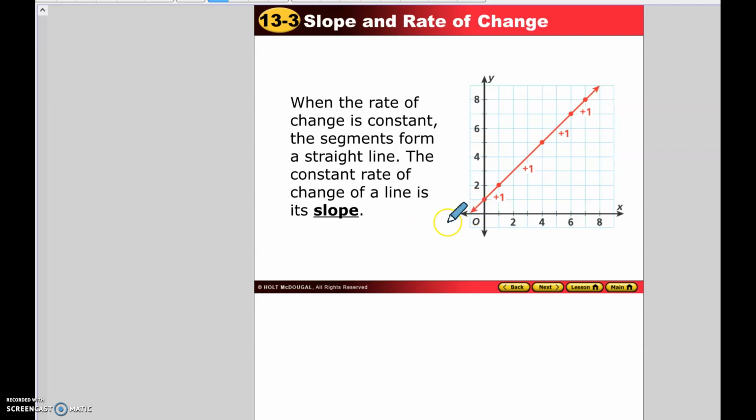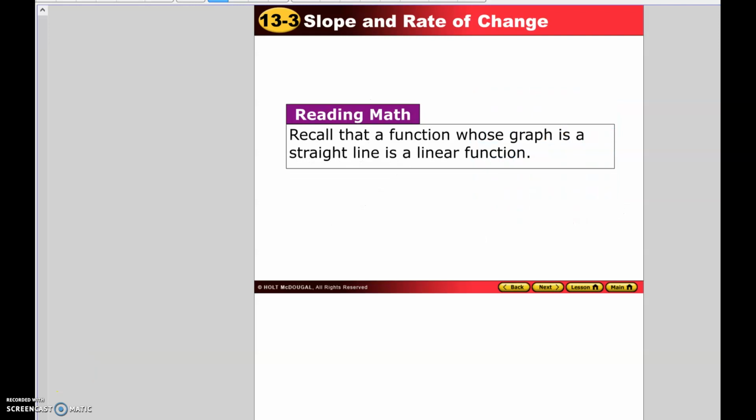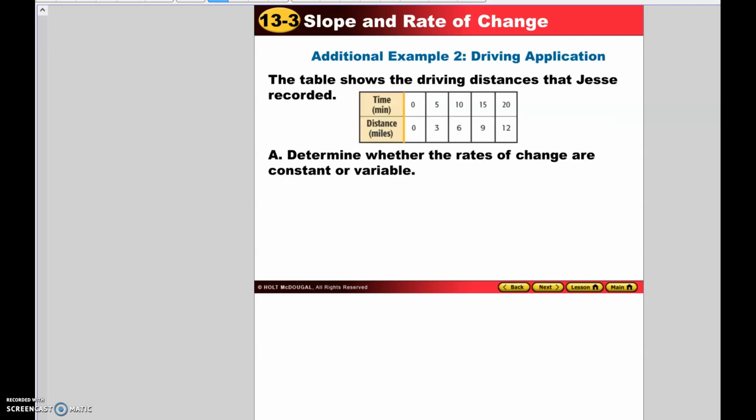If a line is straight, that constant rate of change is called slope. So in your notes, write down constant rate of change is called slope. It's how steep the line is. So if your slope is 3, you would go up 3 over 1, up 3 over 1. If your slope is 1, you would go up 1 over 1, up 1 over 1. So that's called slope. If a line is straight, we also can call it a linear function. The root word is line, linear, so it's a linear function.